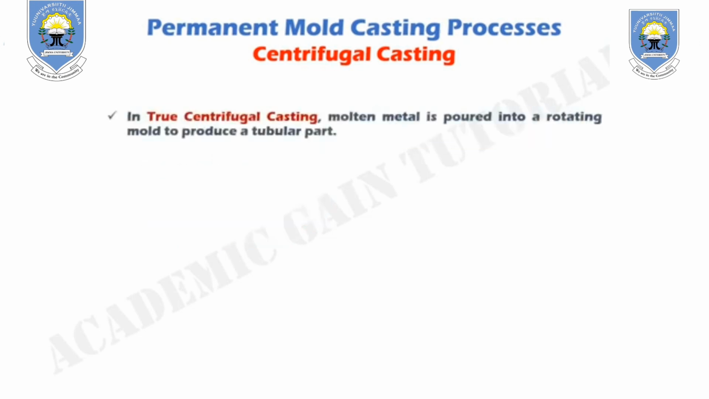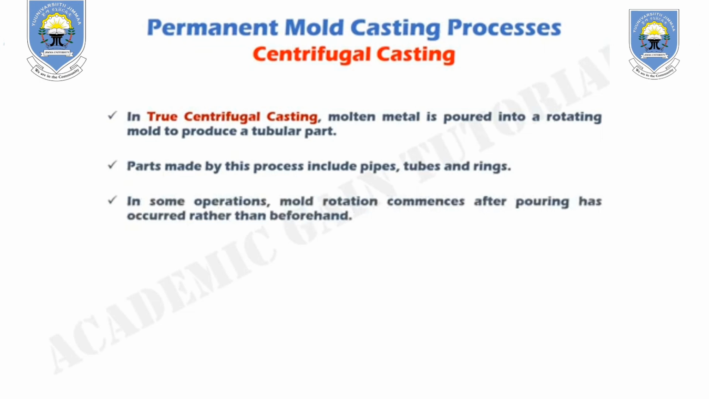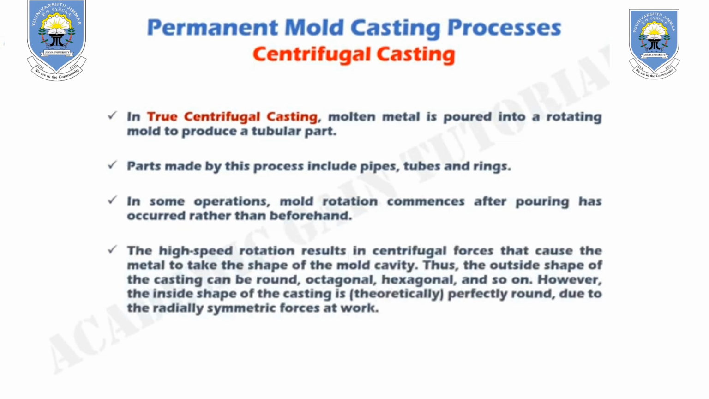In true centrifugal casting, molten metal is poured into a rotating mold to produce a tubular part. Parts made by this process include pipes, tubes and rings. In some operations, mold rotation commences after pouring has occurred rather than beforehand. The high-speed rotation results in centrifugal forces that cause the metal to take the shape of the mold cavity. Thus, the outside shape of the casting can be round, octagonal, hexagonal, and so on. However, the inside shape of the casting is perfectly round, due to the radially symmetric forces at work.